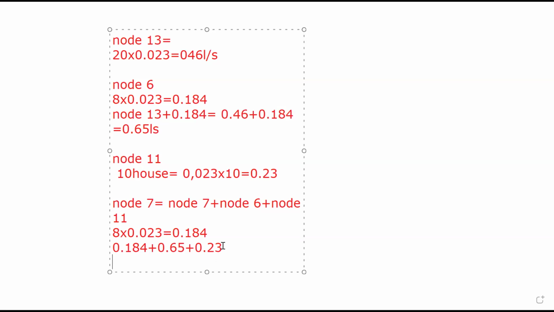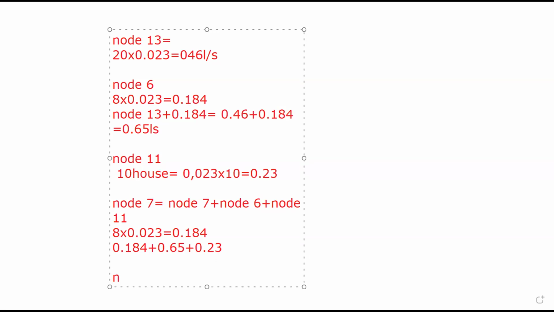No, it is not. So now, I'm going to do node 8. But before I do node 8, I need to do node 9. And before I do node 9, I'll first do node 10 and node 12. Do you understand the pattern?